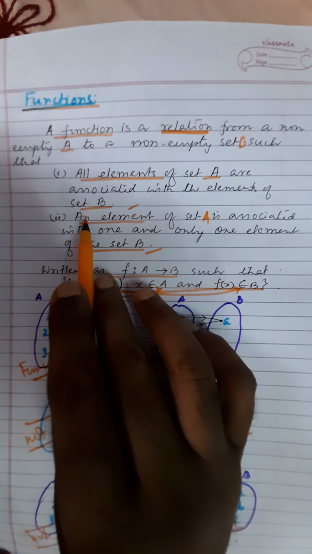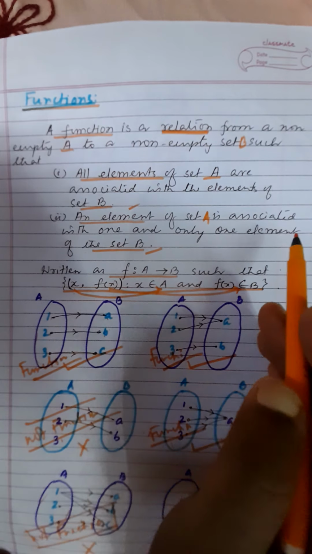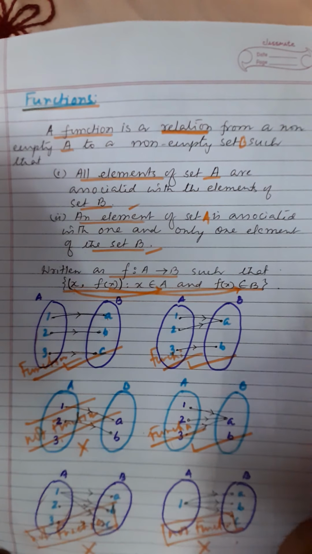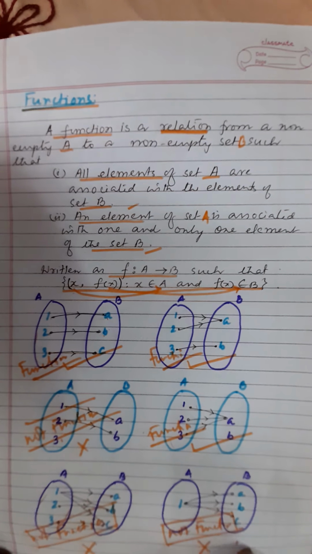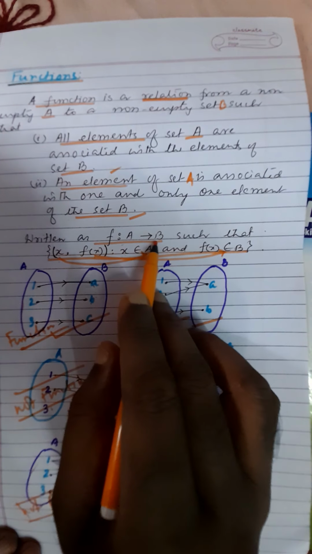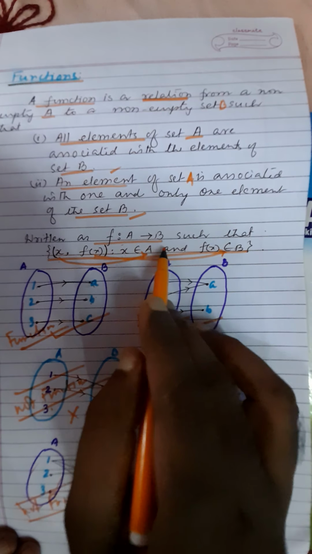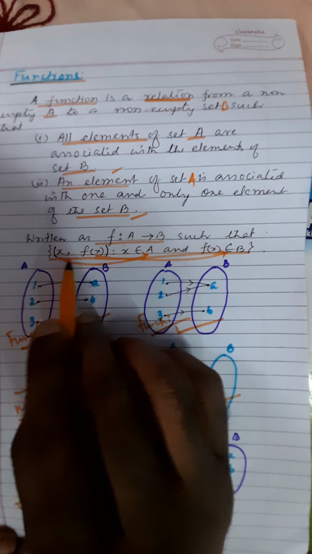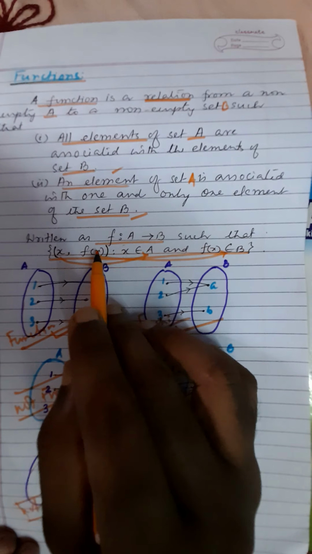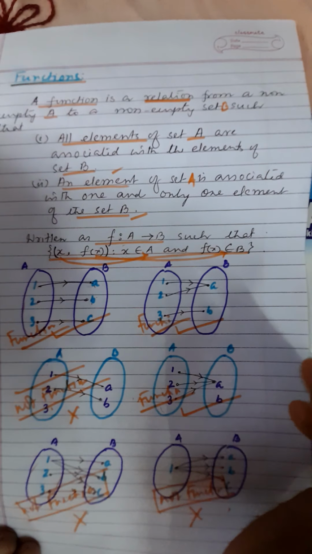Second condition, an element of set A is associated with one and only one element of set B, that is unique. Not more than one element should be associated. So a function is written as f: A to B. A relation was written as R: A to B, but a function is written as f: A to B, such that {(x, f(x)): x belongs to A, f(x) belongs to B}. This way it is written.